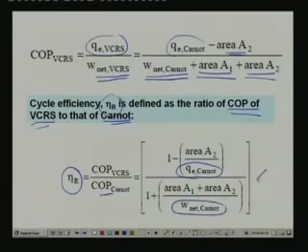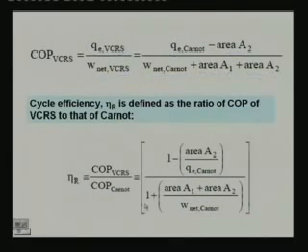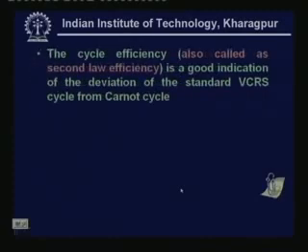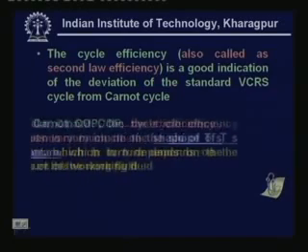You find that this is always less than 1 because area A2 is always greater than 0, and area A1 and area A2 will also be greater than 0. Okay, so as a result, cycle efficiency will always be less than 1. The cycle efficiency is sometimes also called second law efficiency. This is a good indication of the deviation of the standard vapor compression refrigerant system from the Carnot cycle.